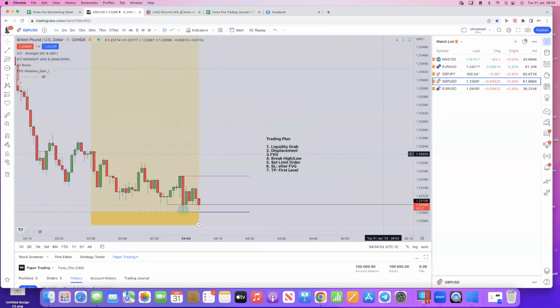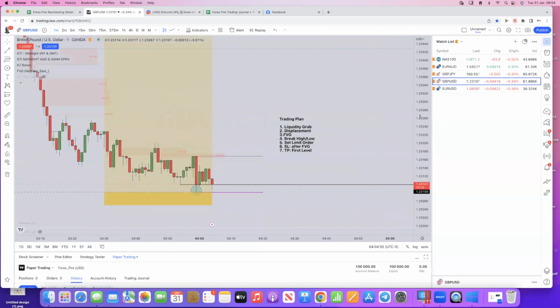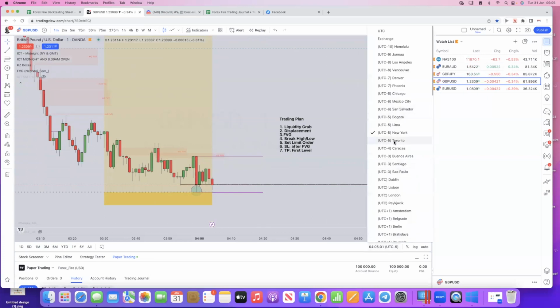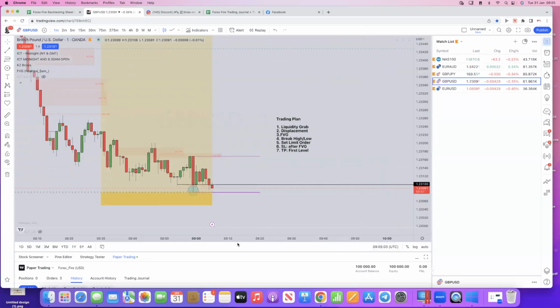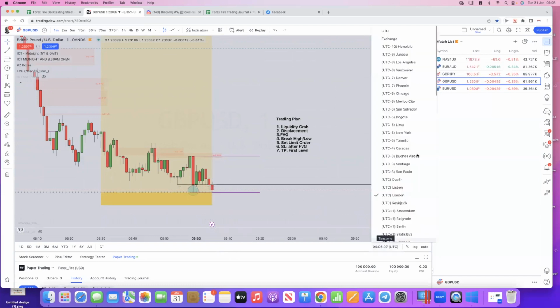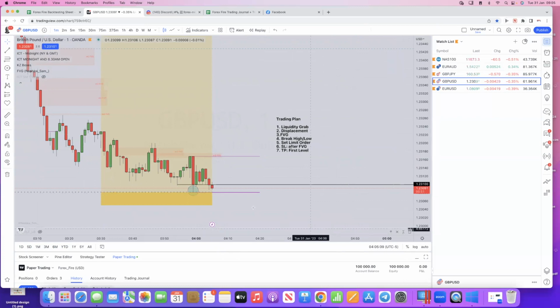The GBP USD is sort of meandering around. We've just come into the London Open, to be fair. Like I say, if we go into here, go London, you can see we are on the 9 candle. We're just going to take that back to New York, to be fair. This looks as if it's going to come back down and take a liquidity grab from here.